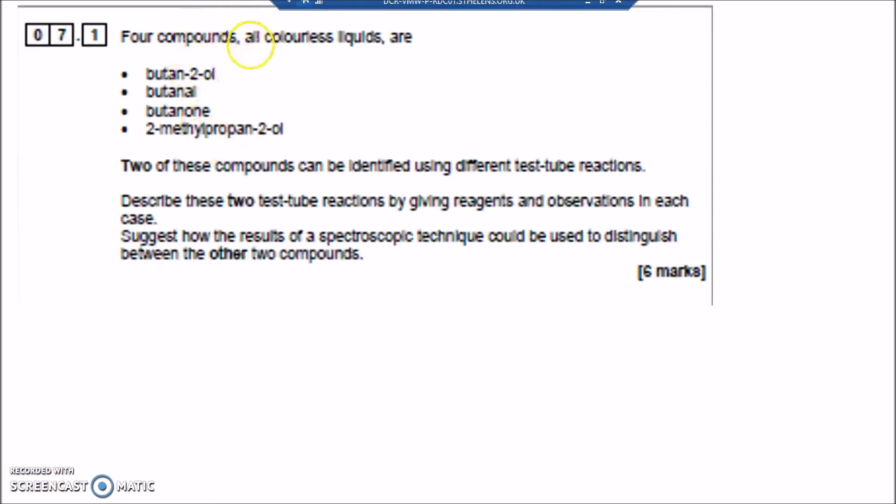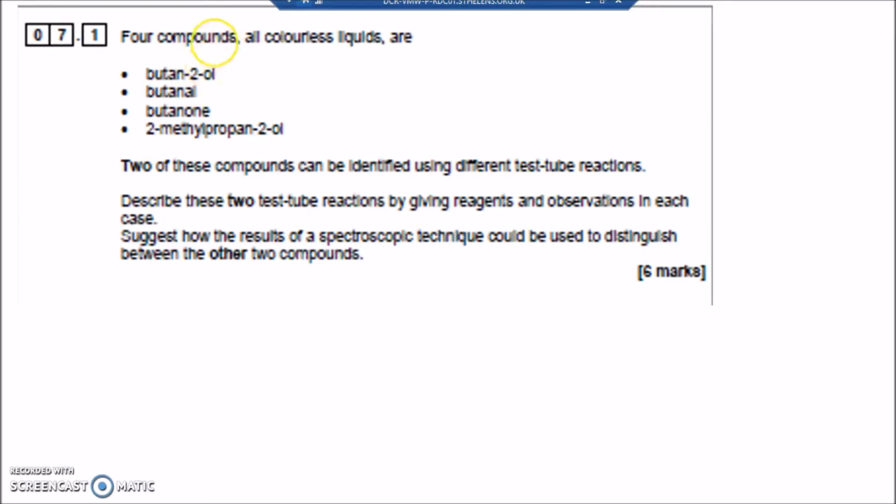4 compounds, all colourless liquids, are butan-2-ol, butanal, butanone, and 2-methylpropan-2-ol. 2 of these compounds can be identified using different test tube reactions. It's the top 2 that can be identified with test tube reactions.